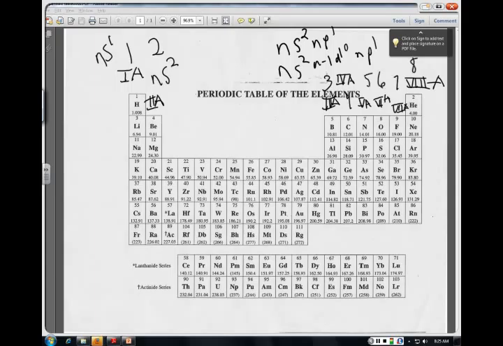So a couple important things here. One, you can figure out the number of valence electrons an atom in the representative group has by looking at this column number, the Roman numeral before the A. That tells you overtly how many valence electrons they have. So anything in group 4A has 4 valence electrons, 4 electrons in its outermost shell.